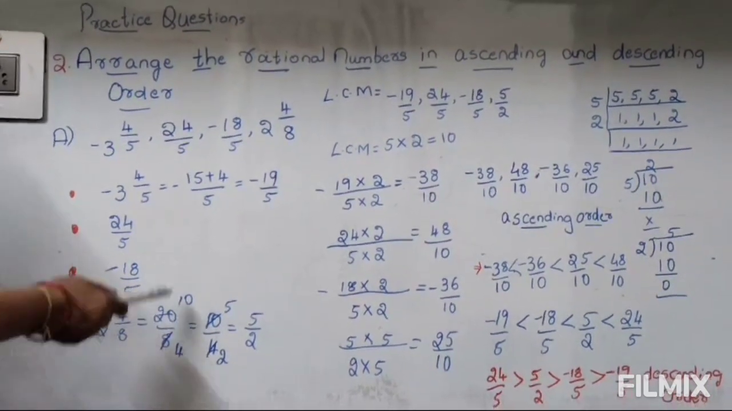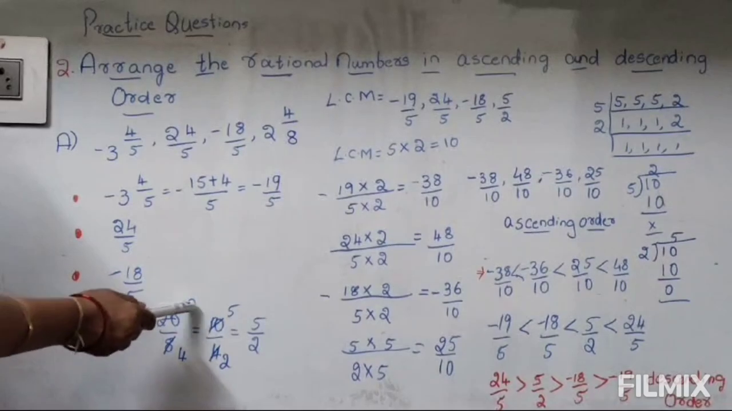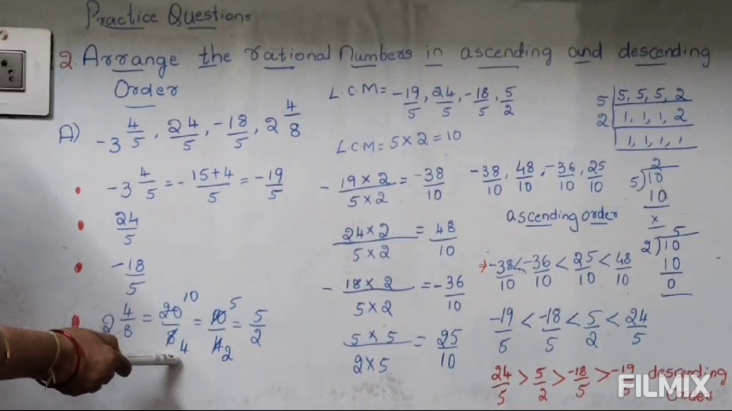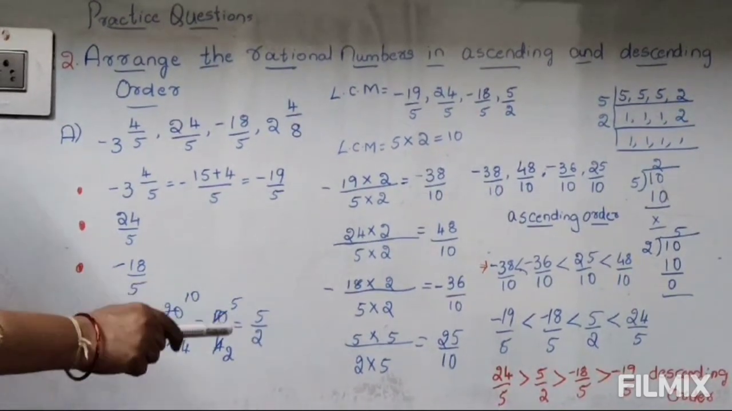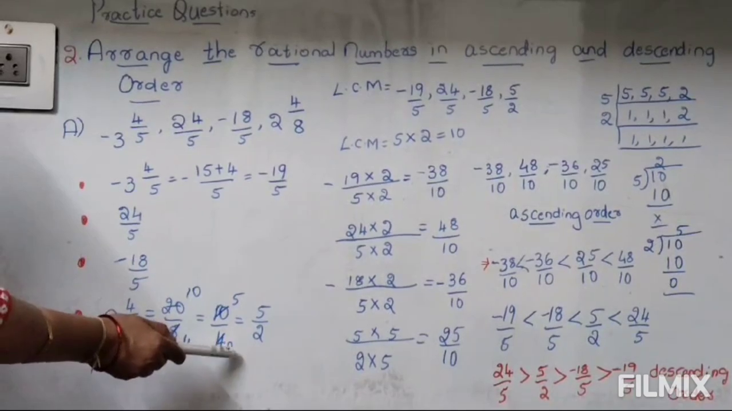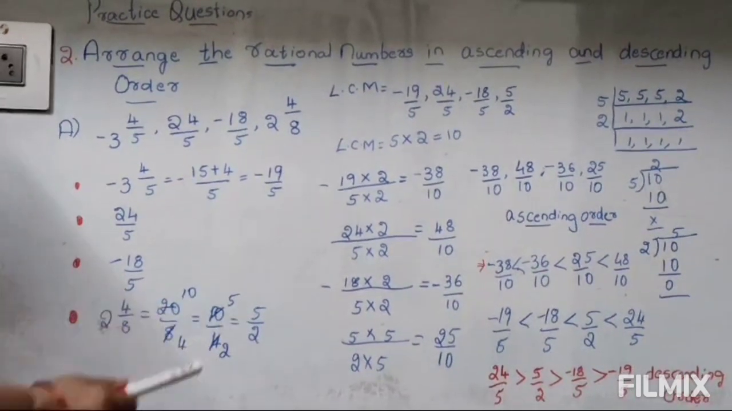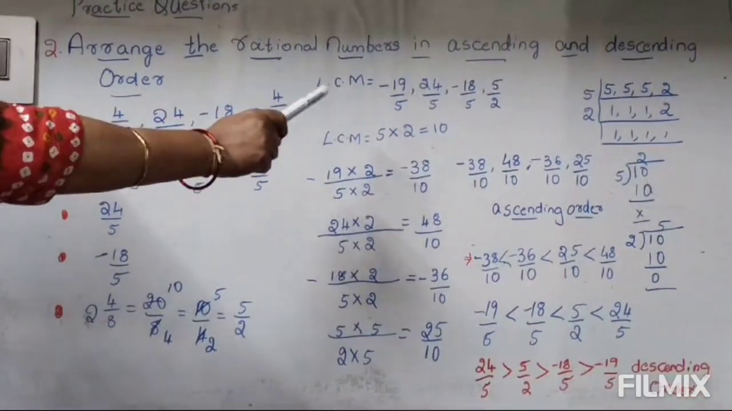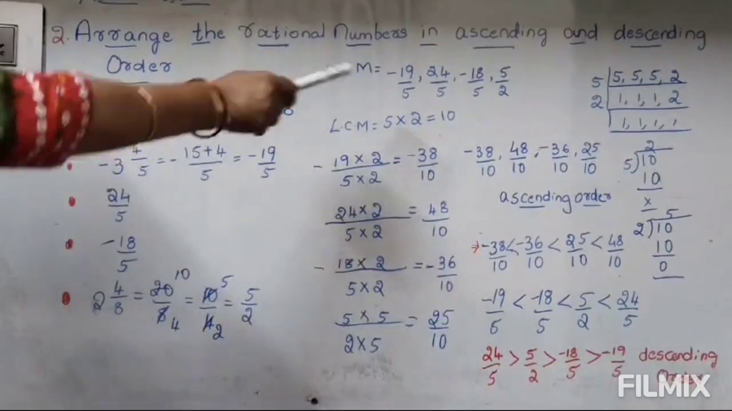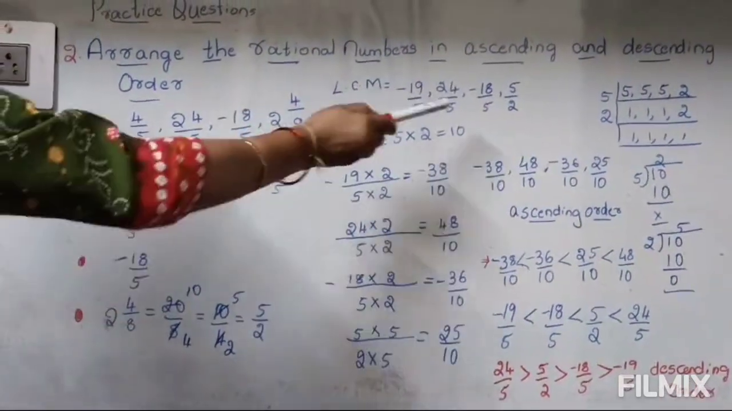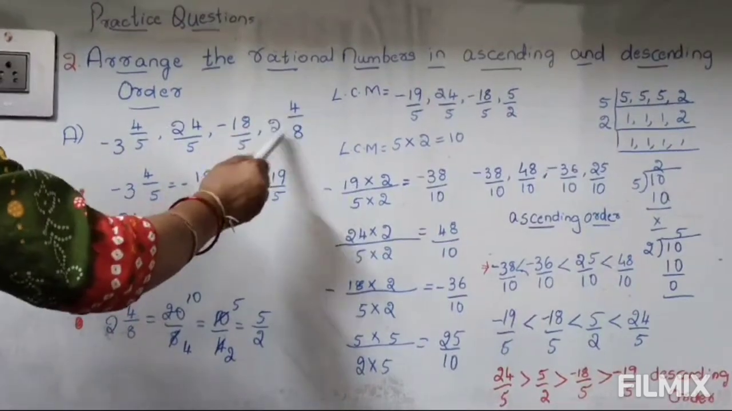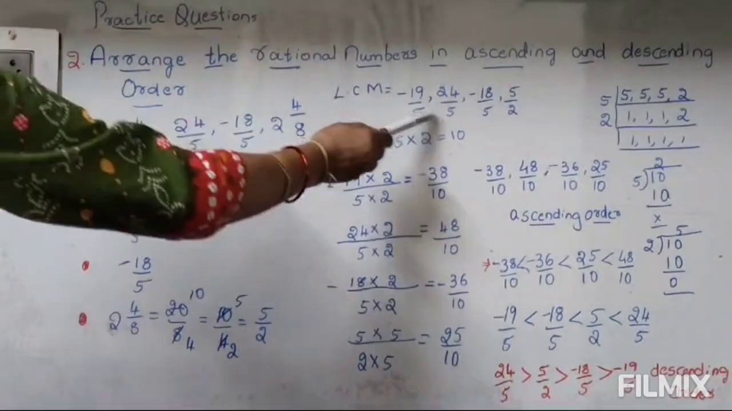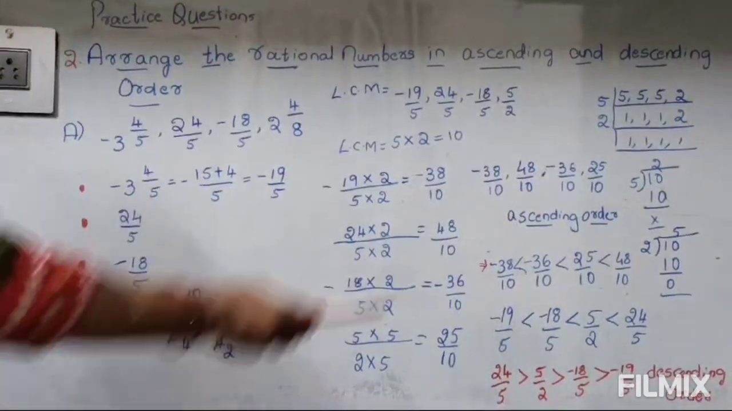So 20 by 8 you can simplify. 2 10s are 20, 2 4s are 8, so you will get 10 by 4. Further you can simplify by 2. 2 5s are 10, 2 2s are 4. You will get 5 by 2. Now write down everything there: minus 19 by 5, 24 by 5, minus 18 by 5, and this, the simplified part, 5 by 2. Write it down there.